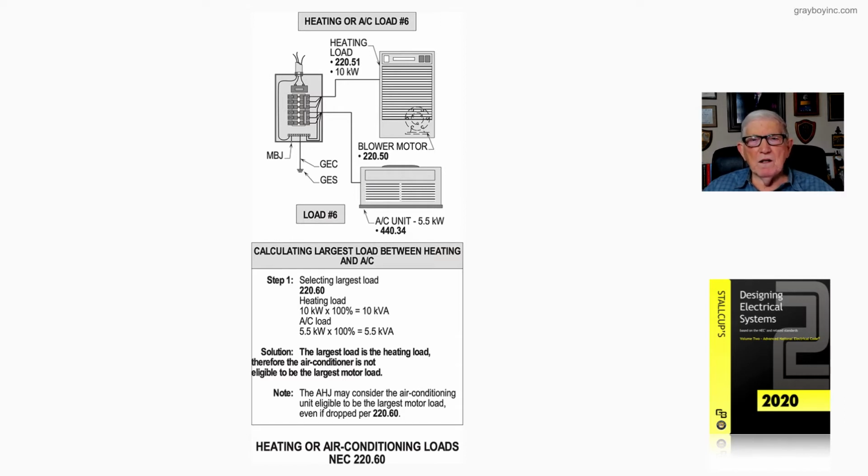Then we drop down and we have a blower motor, 220.50, as well as 220.14(C). And then we drop down to the air conditioner. It's 5.5 kW in this illustration, 440.34. So now which would be the largest load? Well, the 10 kW would be, see. So we would drop the air conditioner load. We would not mess with it anymore until we figured the branch circuit.